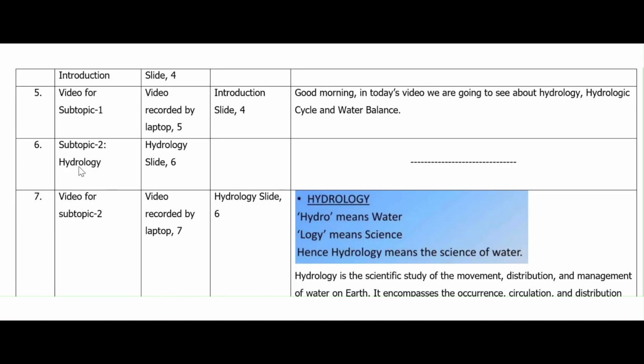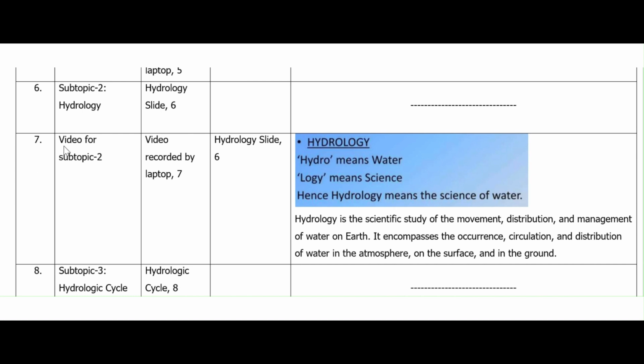Next, subtopic 2, hydrology. You put it on a PowerPoint presentation and create it as an image, and that resource image will be numbered 6 because it is connected with serial number 6. Next, video for subtopic 2. You are going to make a video for subtopic 2 using a laptop, and that laptop video will be called resource 7 because it is connected with serial number 7. On this video, you will be placing an overlay which is image number 6.